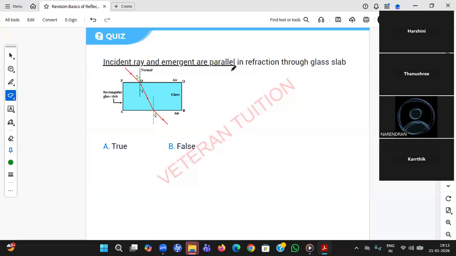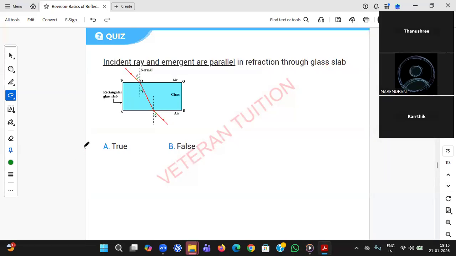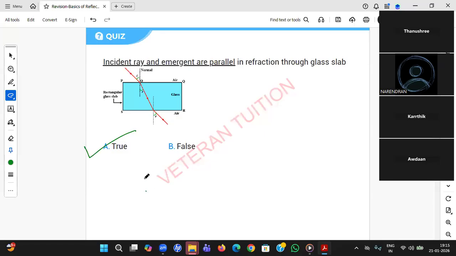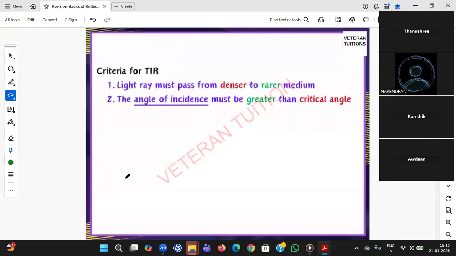So incident and emergent rays are parallel in reflection through a glass slab. Yes, true. Okay, now we are moving to the very important topic, which is nothing but total internal reflection.